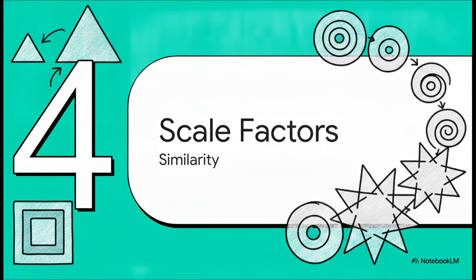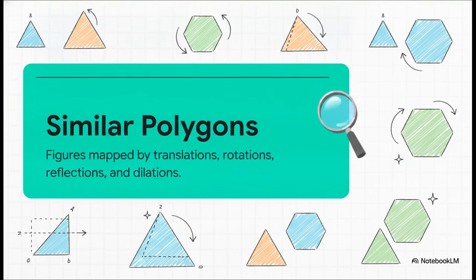All right, section 4, scale factors and similarity. Let's elevate this explainer and dive into our final concept. So what are similar polygons? Basically, they are figures that have the exact same shape, but not necessarily the same size. You get them through rigid motions like translations, rotations, and reflections, but the real key here is dilations. That means their corresponding sides scale up or down proportionally by a very specific multiplier.